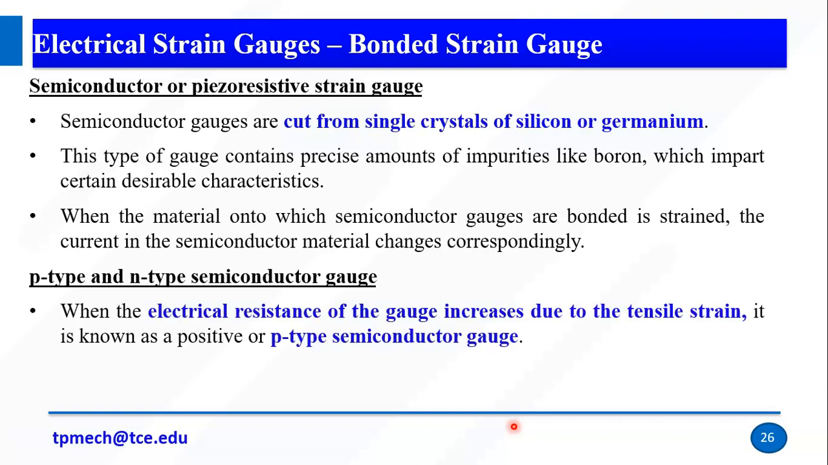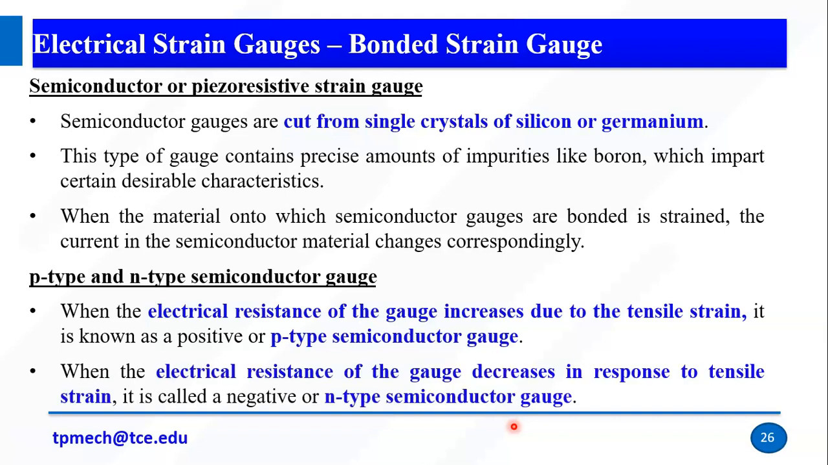When the electrical resistance of the gauge increases due to the tensile strain, that is, when tensile strain is applied and the electrical resistance increases, we can say it's a positive type or P type.